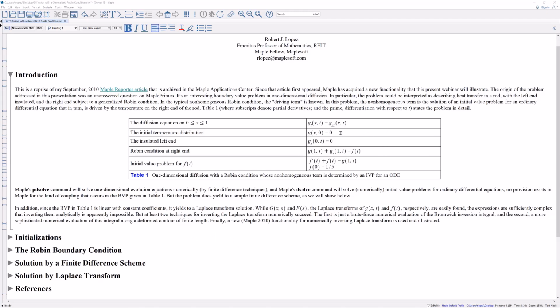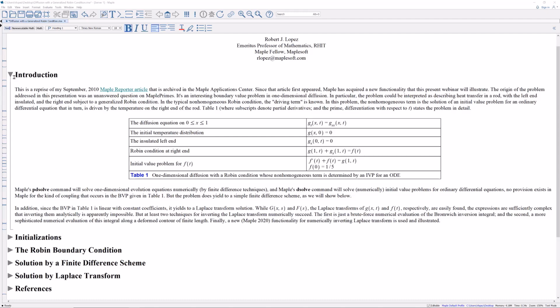In addition, this problem in this table is linear, it has constant coefficients, so it all yields to a Laplace transform solution. So capital G, the transform of G, and capital F is the transform of F. We can find those easily, but the expressions that you end up with are sufficiently complex that you can't invert them analytically. So we try a couple of inversion techniques. Brute force numerical evaluation of the Bromwich inversion integral, and a more sophisticated numerical inversion scheme along a deformed contour for the Bromwich integral. And then finally, what we want to take a look at is this new functionality that Maple has for numerically inverting Laplace transforms.